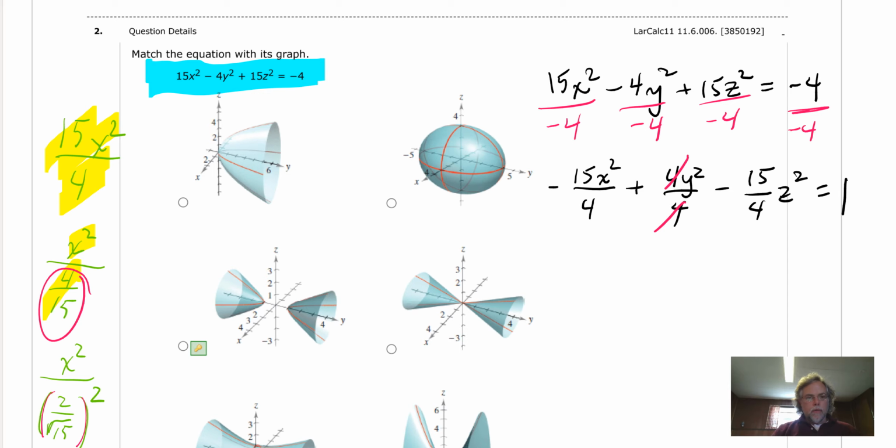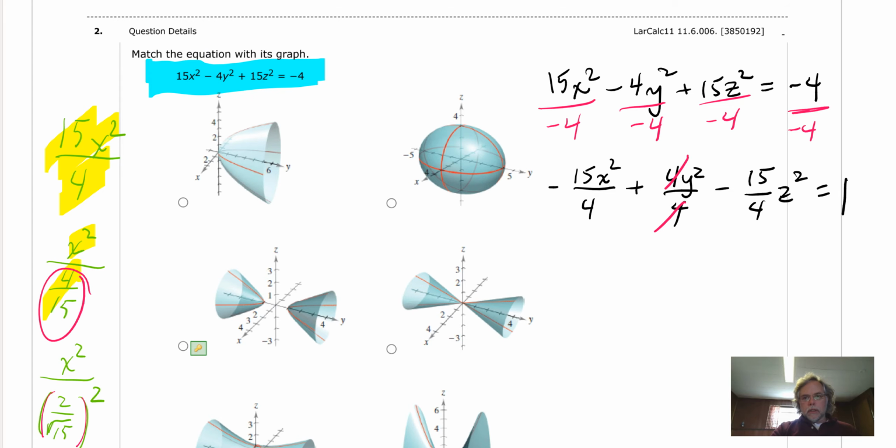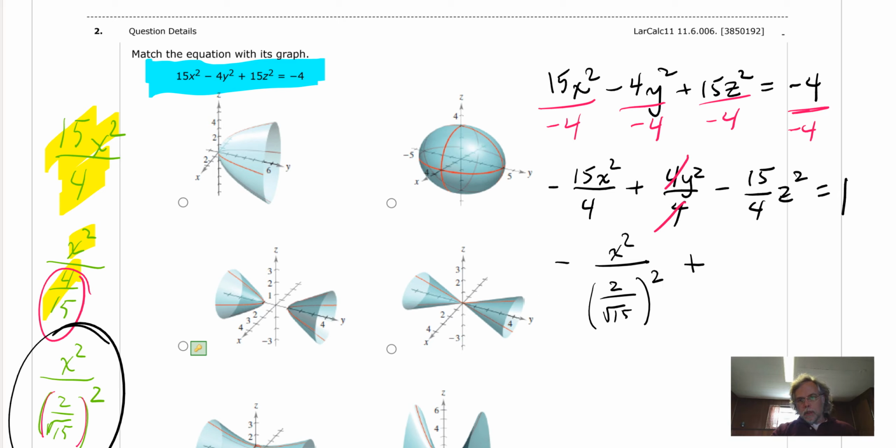Squared would give us the 4/15. And so with that kind of work on this equation over here, it would come to this. Negative, that'll just stay out front, x squared over 2 over radical 15 squared, plus, I'm going to write it as y squared over 1, just so it matches the way things are in the table, minus a third term, much like the first, z squared over the same numbers, 2 over radical 15 squared, is equal to 1.